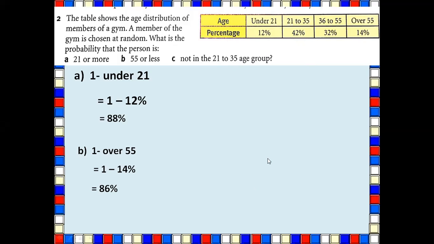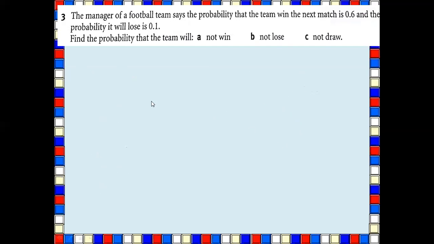We could put 1 minus 42. Exactly. Yes, and that's what our lesson is about. The probability of things that's not going to happen is to do 1 minus, not in the 21 to 35. So it's 1 minus 42%. It's going to be exactly the same as your answer. You can add the 3 other answers or subtract from 100%, which is 58%. That's question 2. Let's go to question 3.